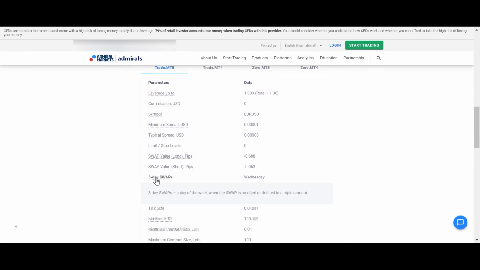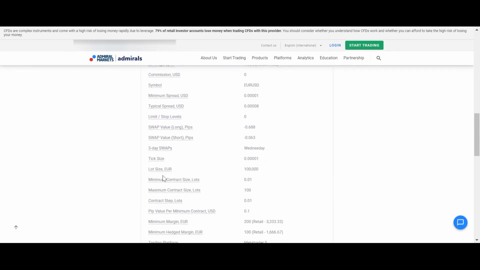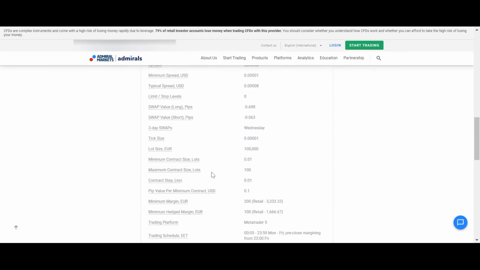For every trading instrument in Admirals, you can also check the tick size and lot size. Tick size is the minimum increment of the price, when lot size is a quantity of the underlying asset units in one lot. It is shown in euro currency for this trading instrument. You can also check the minimum and the maximum amount of lots you can open for the particular trading instrument.